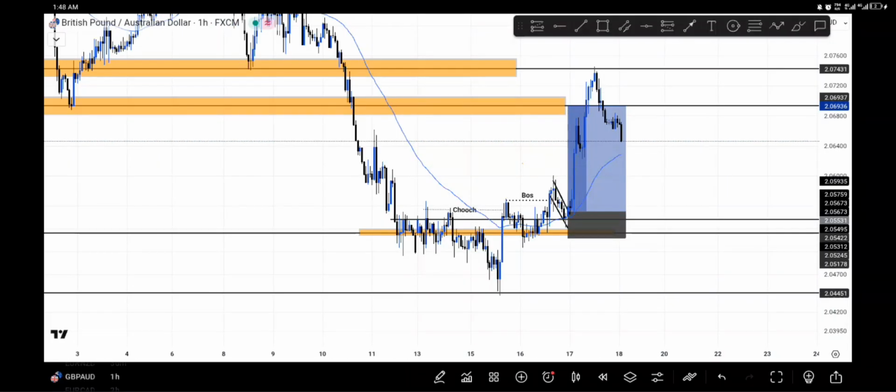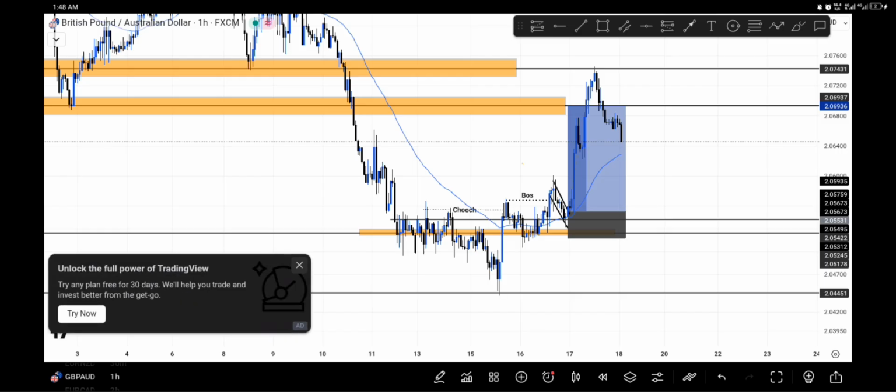Thank you guys. Guys, this is my analysis on GBPAUD. So we can all see that my TP has been hit successfully.